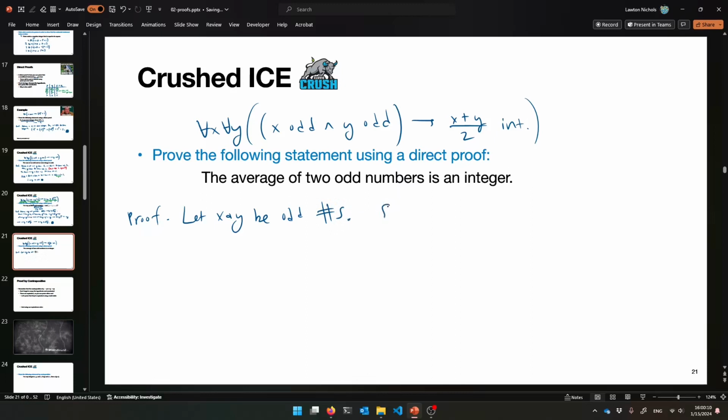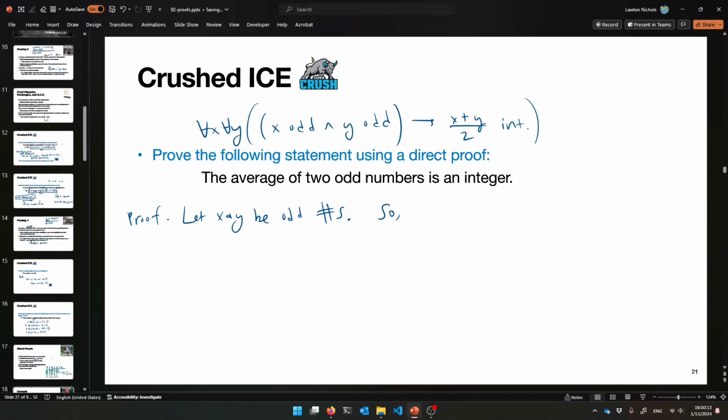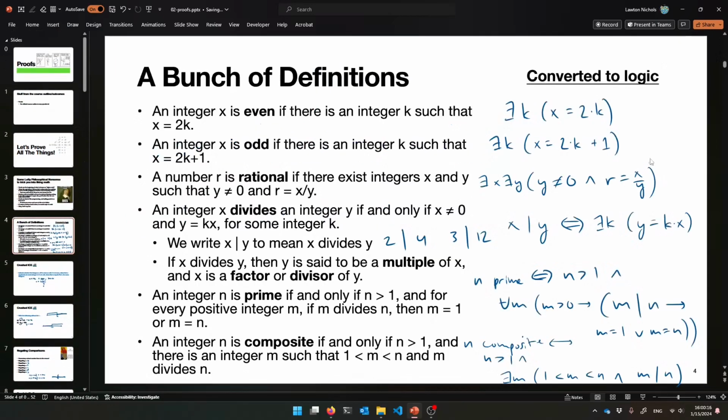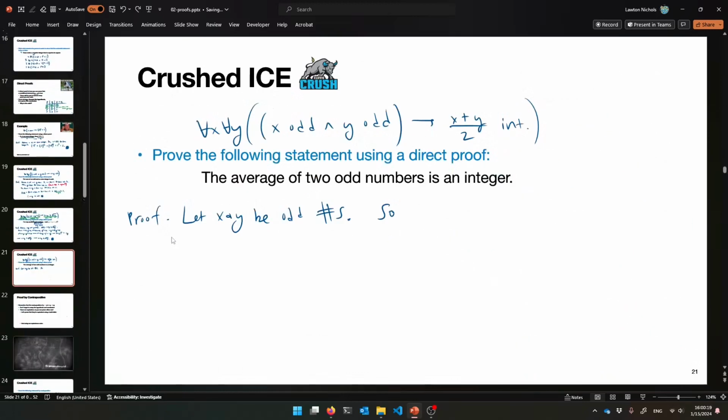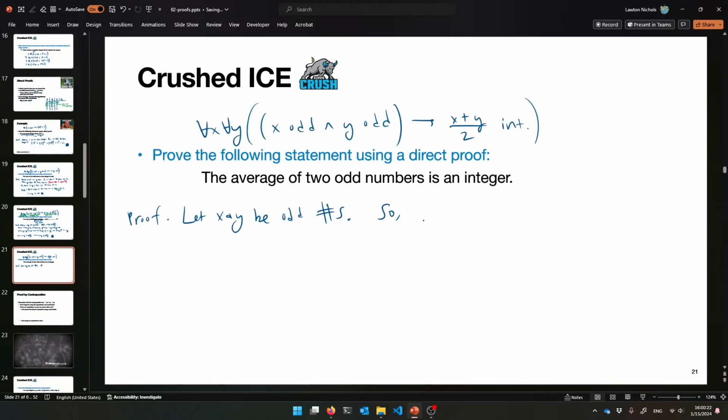So what do I know about odd things? Back to our handy dandy table. If you're odd, this is true about you: you're something times 2 plus 1. So x is equal to 2 times k plus 1. And y is equal to 2 times some other integer, let's call it m, plus 1, for some integers k and m. Don't know what they are, but that's how they work. These are arbitrary x and y's where this stuff is true for them. They're just odd. We know that about them.